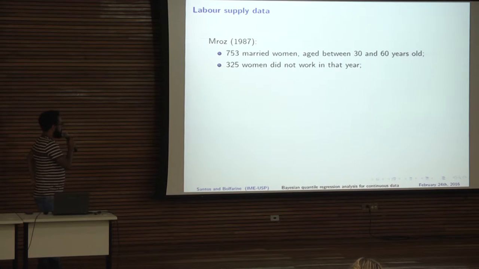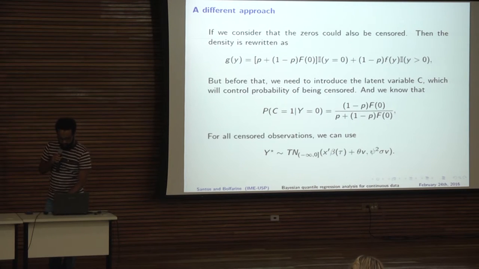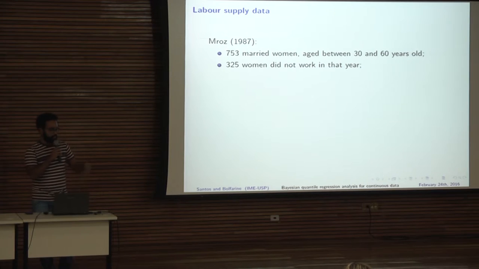So I'm going to show you now some interesting results that we found. One interesting thing here is that this probability of being censored depends on the quantile that you're studying. So we believe that with that specification, you get more information when you're studying these zero observations.